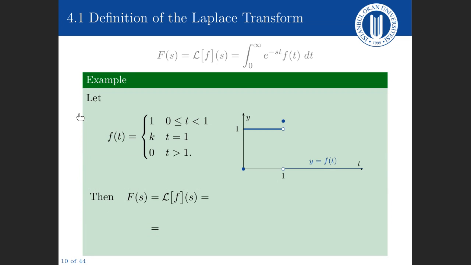One more example. Let f(t) be equal to 1 between 0 and 1, be equal to some number k, it doesn't matter what the number k is, if t is equal to 1, and the function is equal to 0 if t is strictly greater than 1. I want to calculate the Laplace transform of this function. I want to calculate F of s, or to say this another way, the Laplace transform of small f of s.